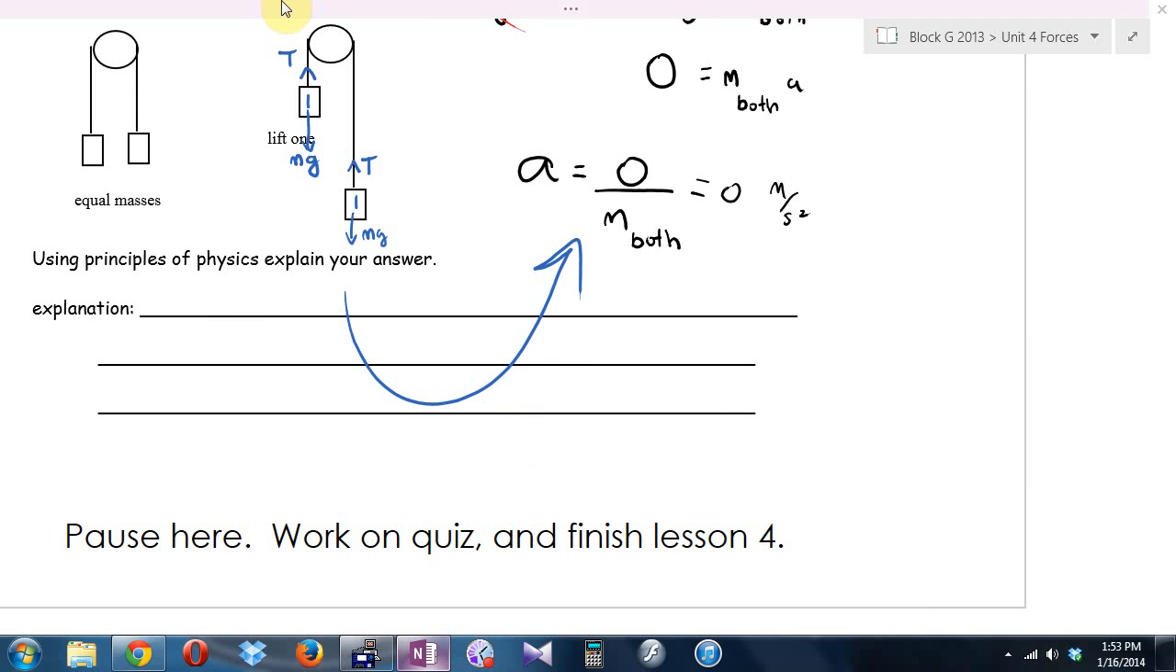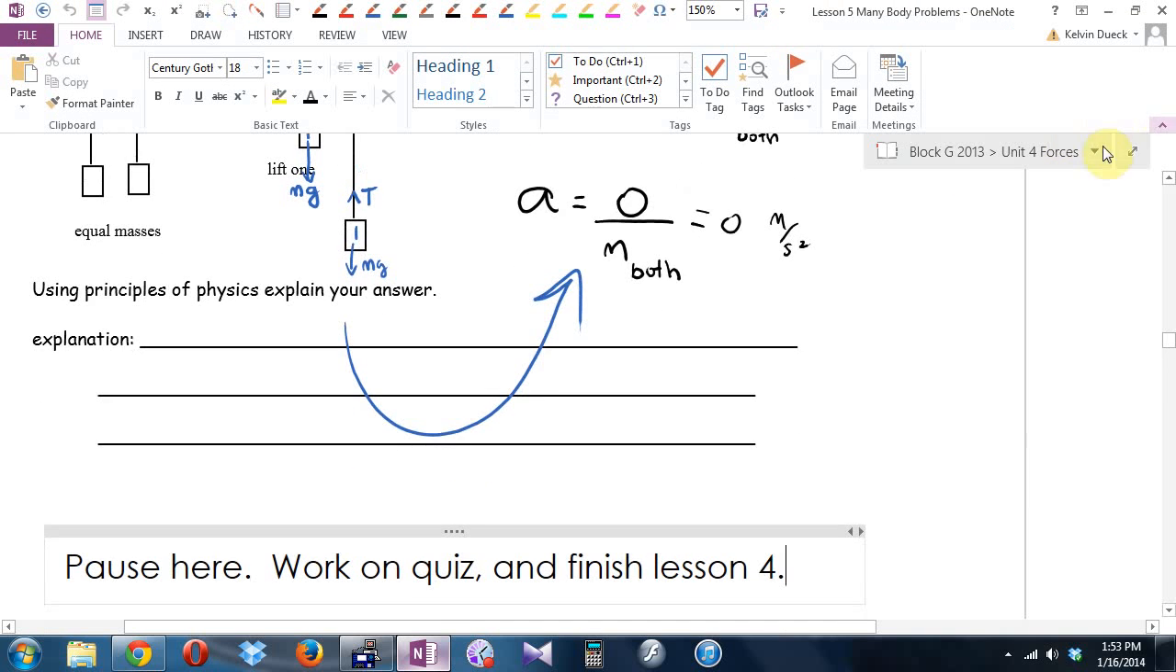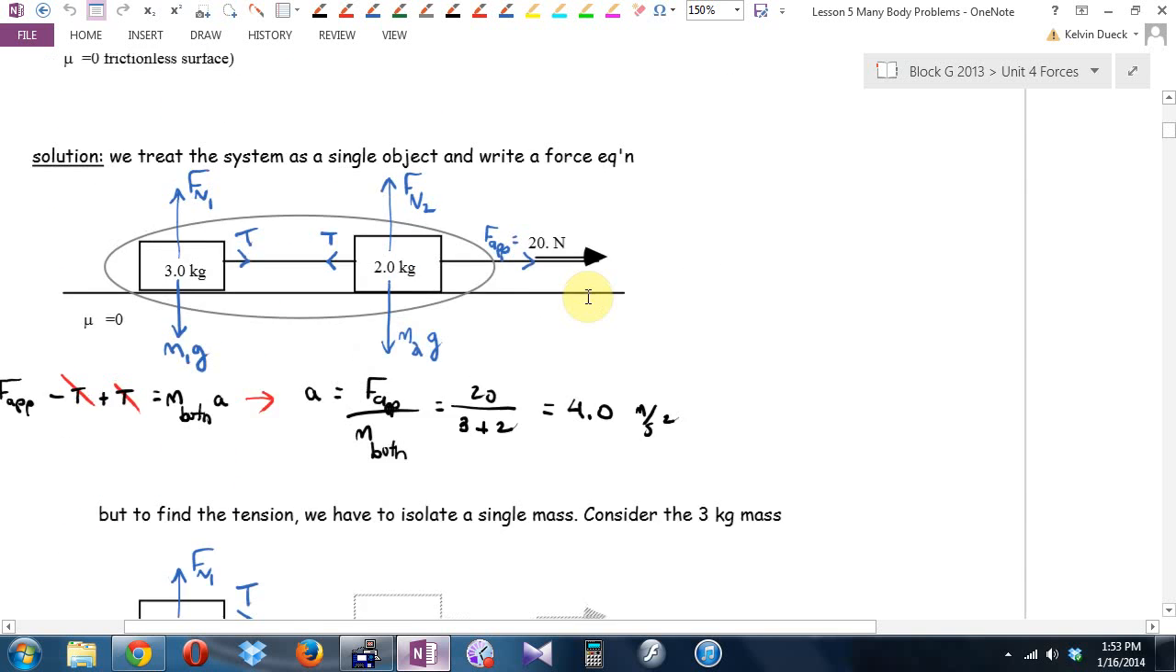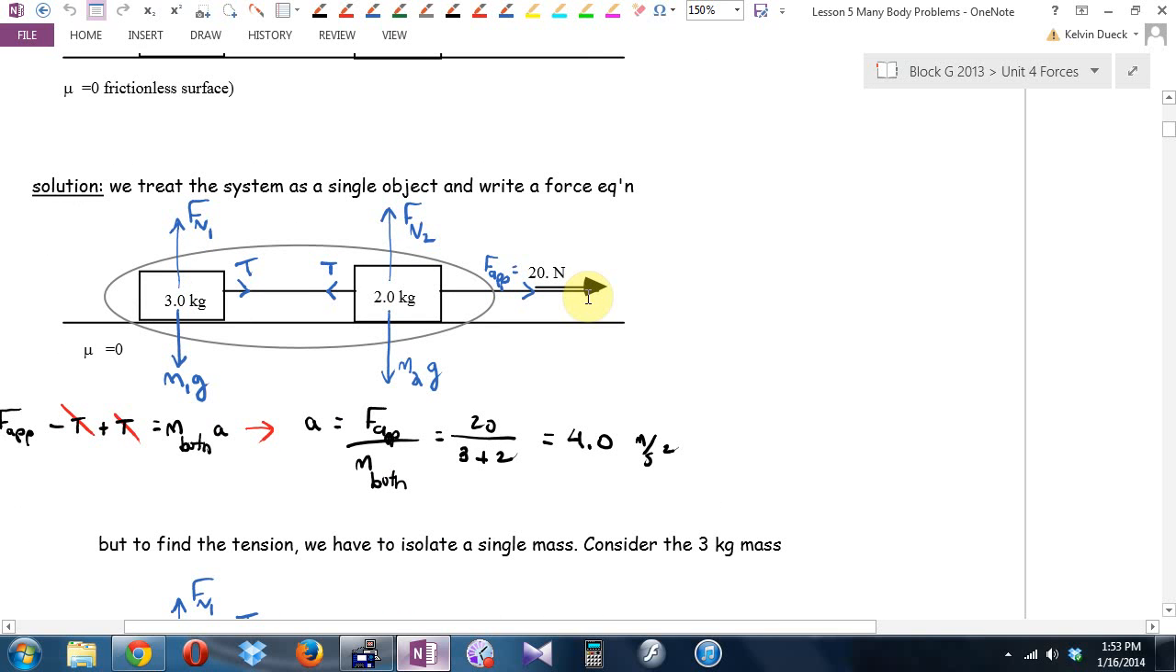Last day we worked on many body mass problems, and Shaq, you were away. Here's what we said. Look, if you got more than 1 mass, screen is still frozen. Thank you. Unfreeze the screen. If you have more than 1 mass, the trick is pretend that you don't have more than one mass.